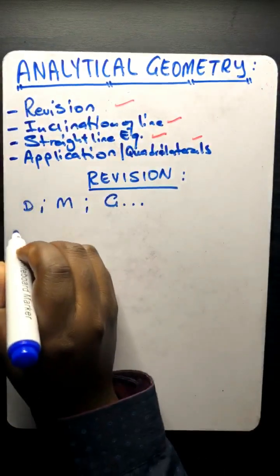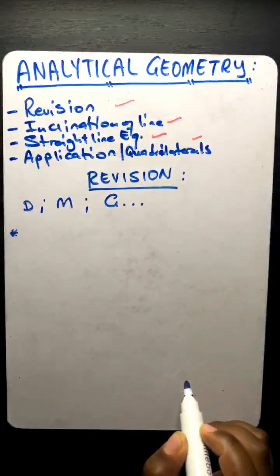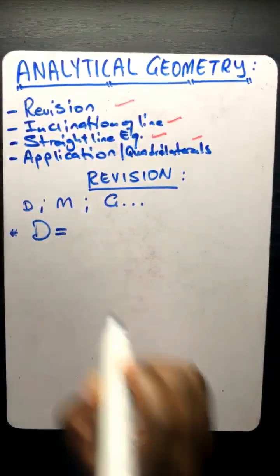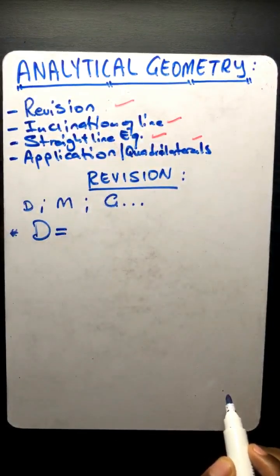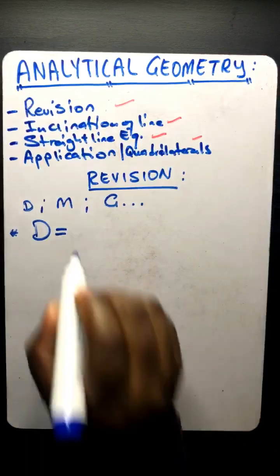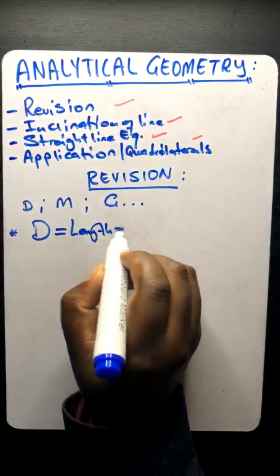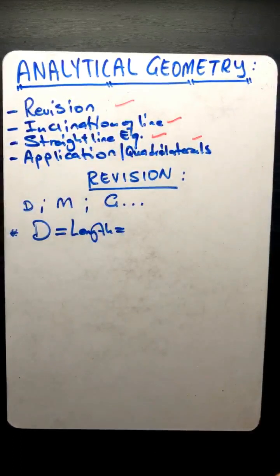So now, quickly, the distance formula. The distance formula says d equals... Remember, the moment we talk about distance, you should also remember the word length. Length and distance, mathematically, refer to one and the same thing.